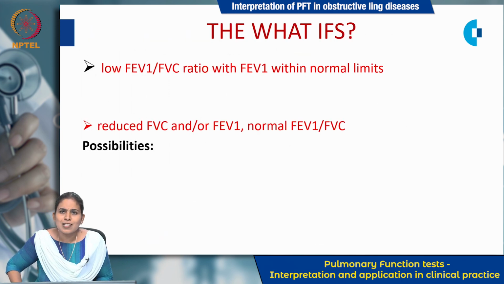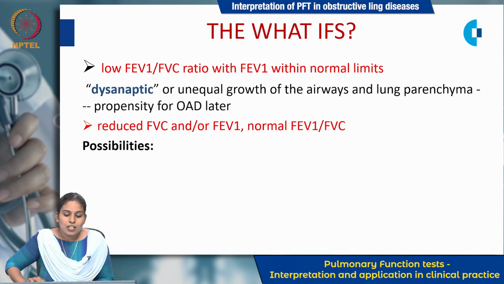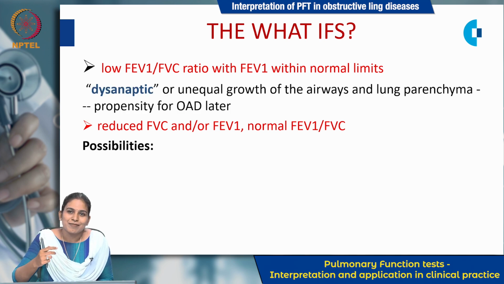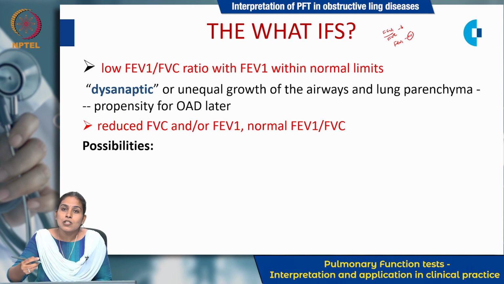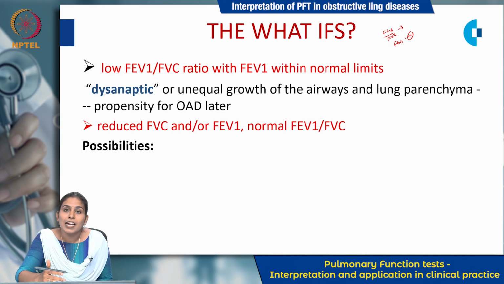Okay, so this is my last slide. The what-ifs. I just want you to know these two points. It is very good to know. Your spirometry is not standard, right? So it may vary. What happens if you get a spirometry where your FEV1 is within normal limits, but your FEV1 by FVC ratio is low? There are some individuals who have dysanaptic or unequal growth between the lung parenchyma and the airways. In those individuals, you can get this kind of spirometry report. These people are prone to develop obstructive airway disease later.